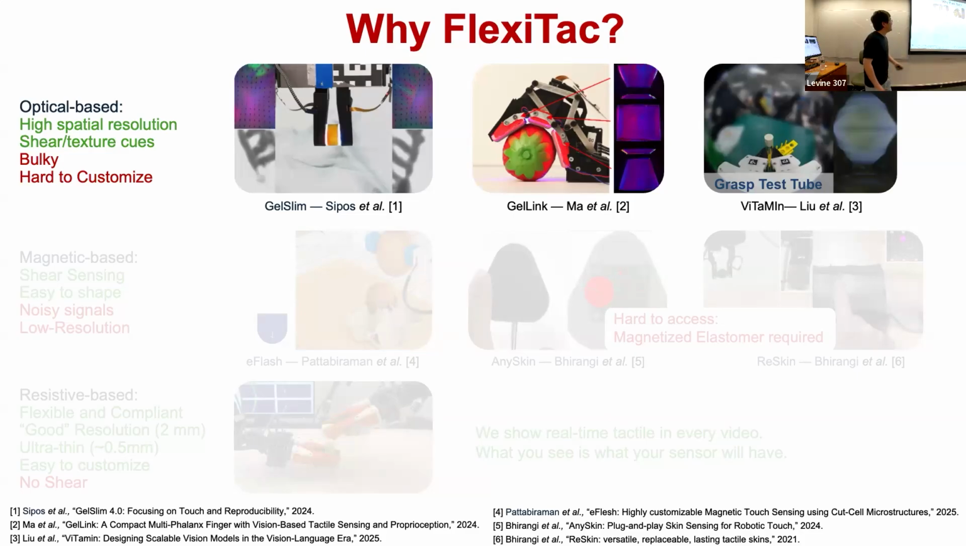So for the optical-based sensor, I think this sensor, GelSight, is the most commonly used in the current robot learning domain, and it can give you high spatial resolution, and it could also leverage the shear and texture cues. But the major problem for this sensor is that it is a little bit bulky. At least the sensor should be thicker than the camera's focal length. And also, it's very hard to customize.